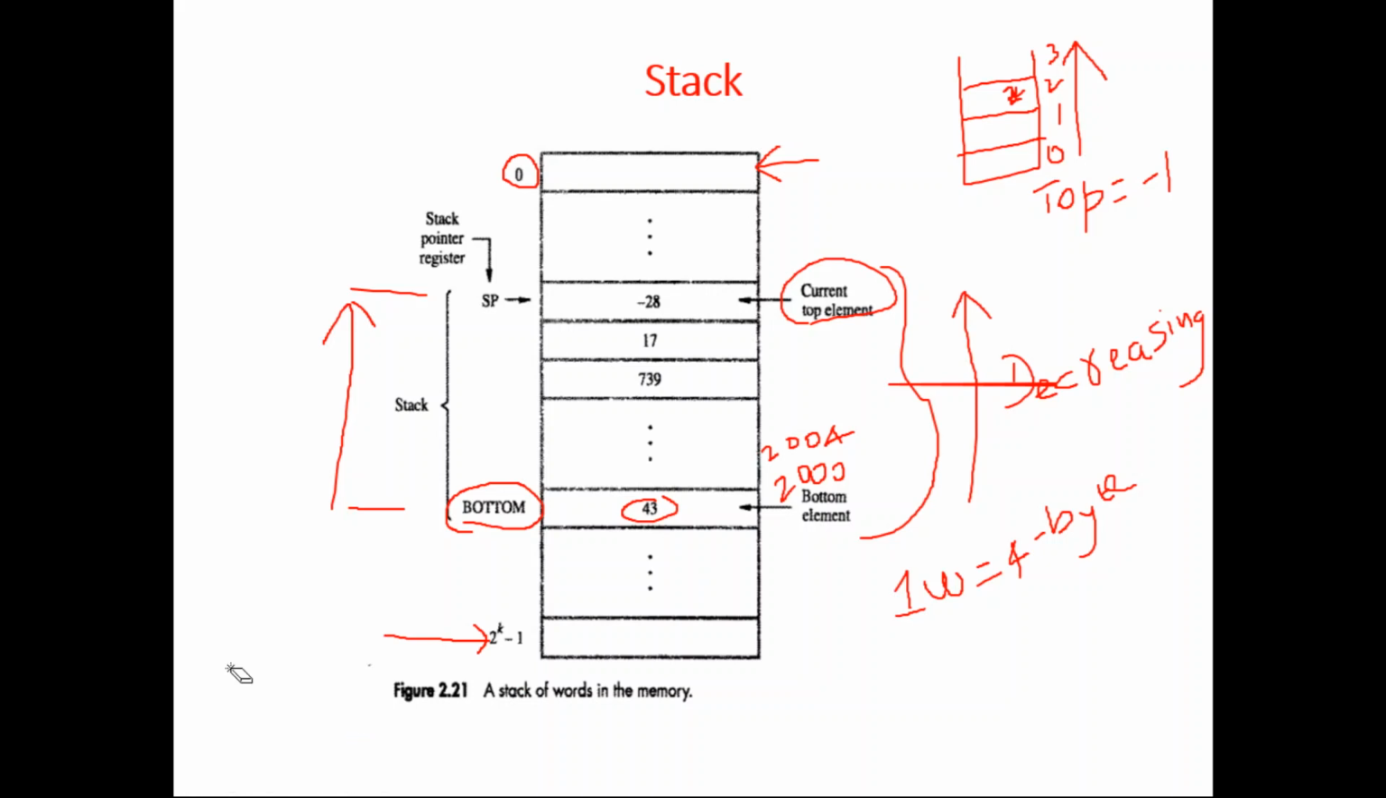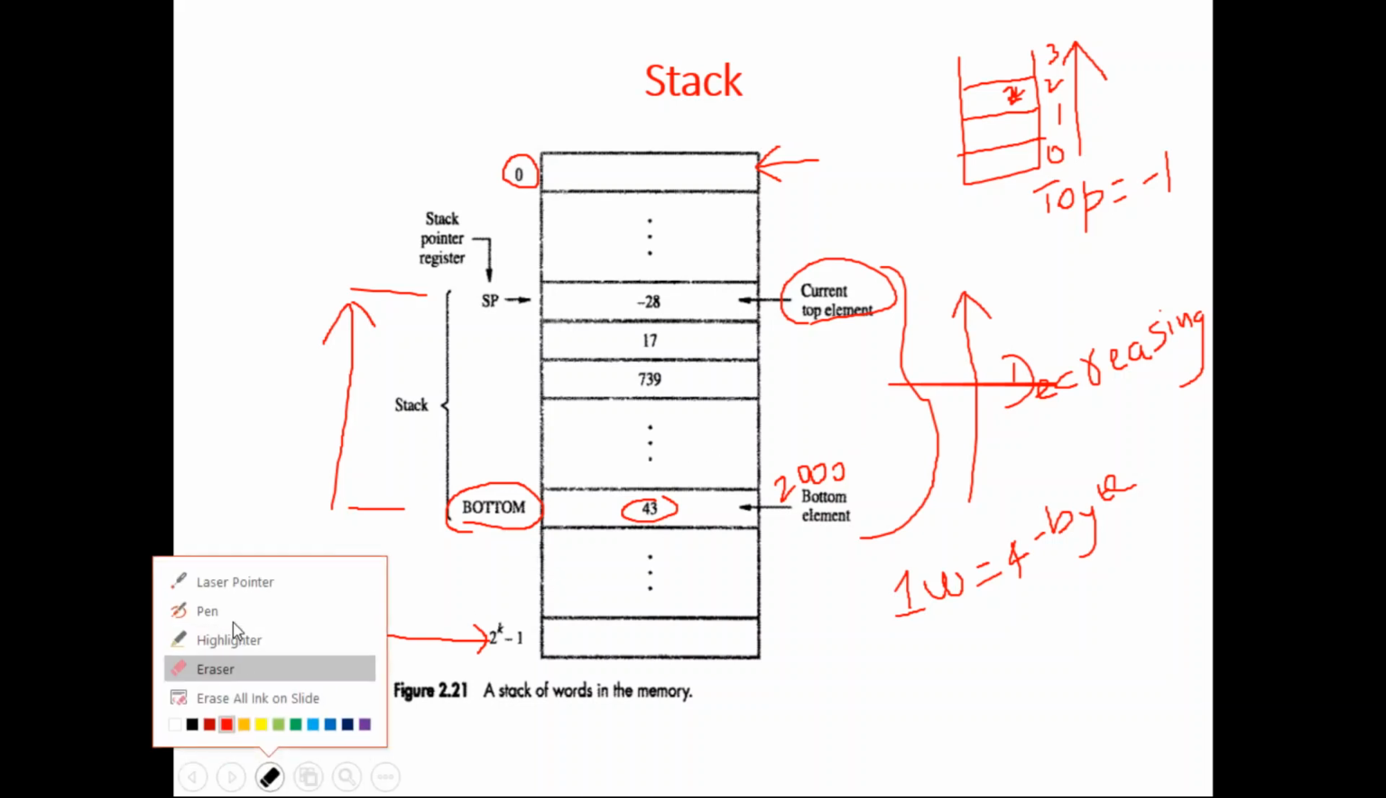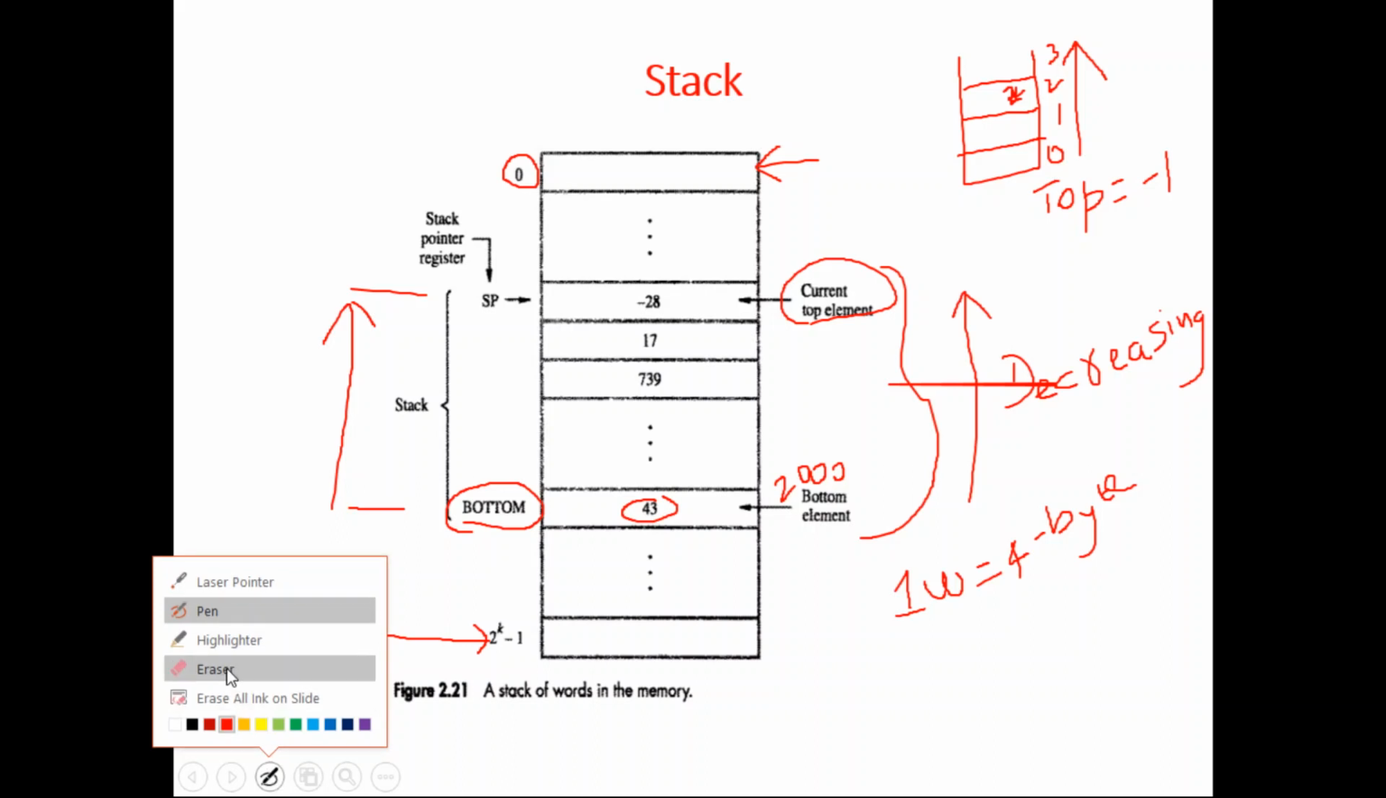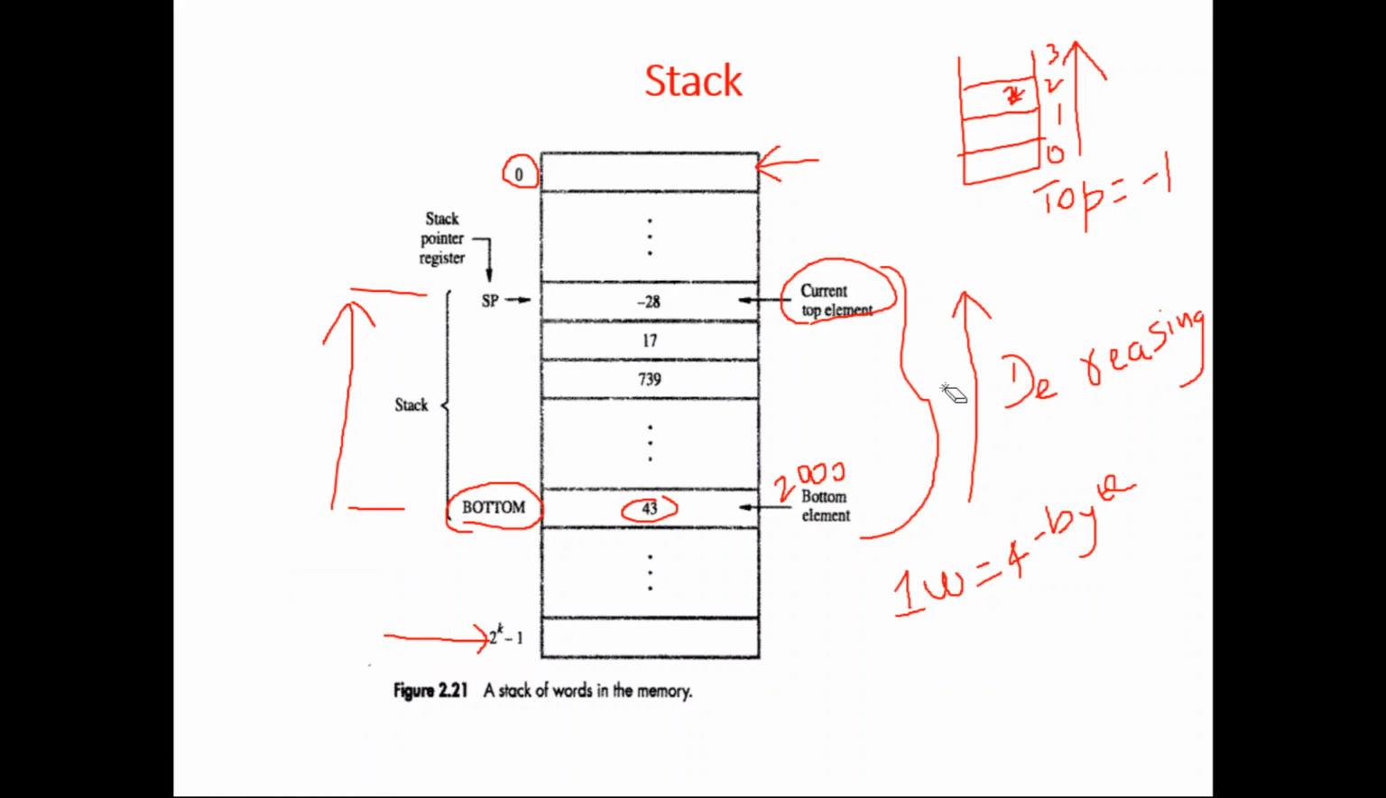The point is, if the first address is 2000, then the stack is growing this way. It is reducing, it is decreasing this way. That is what we have discussed here. The stack is not increasing from bottom to top; rather, the address of the stack is decreasing from bottom to top.